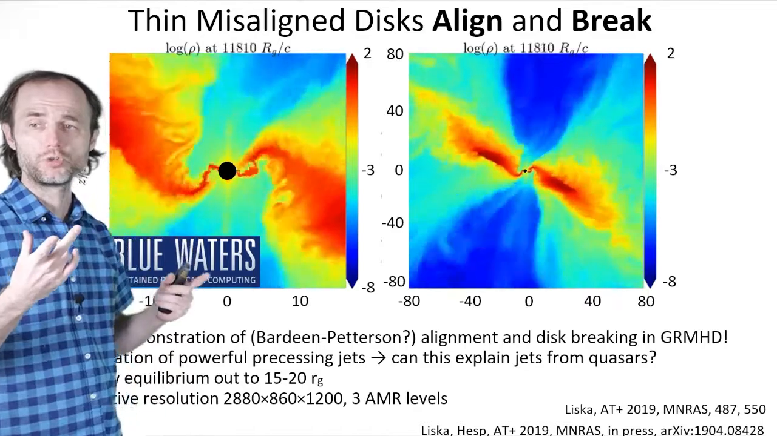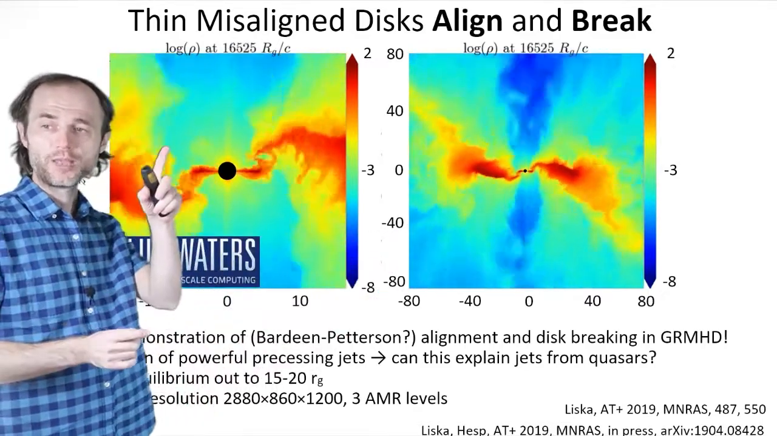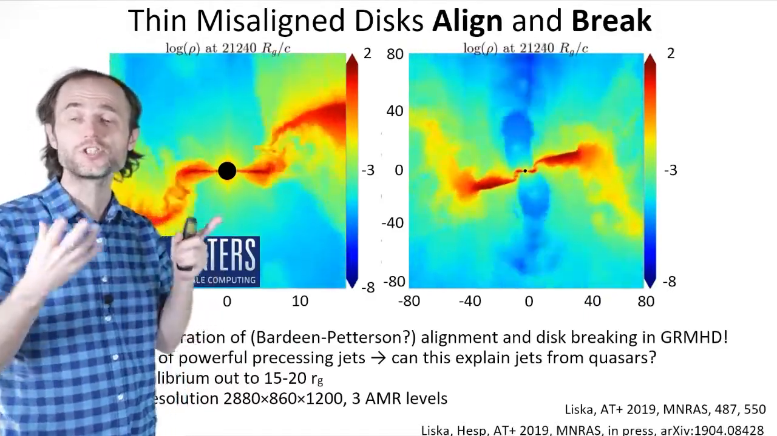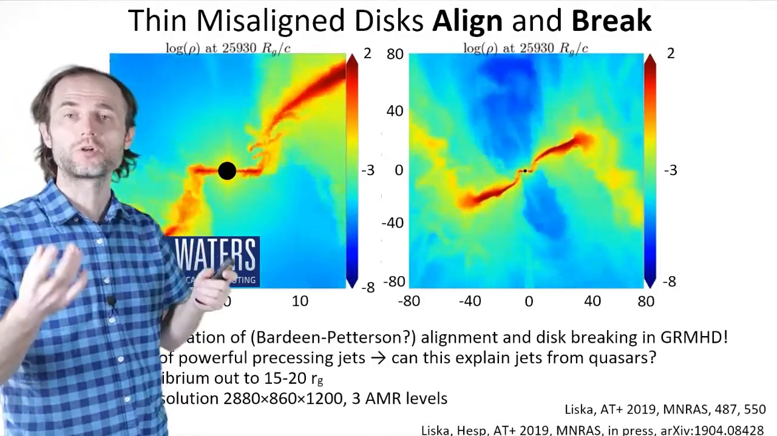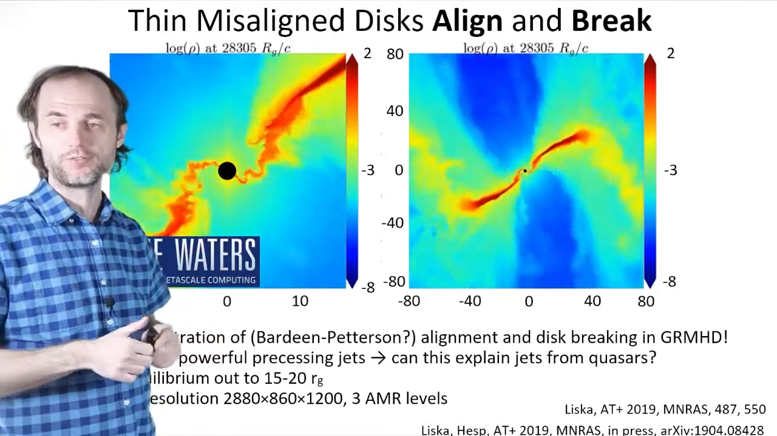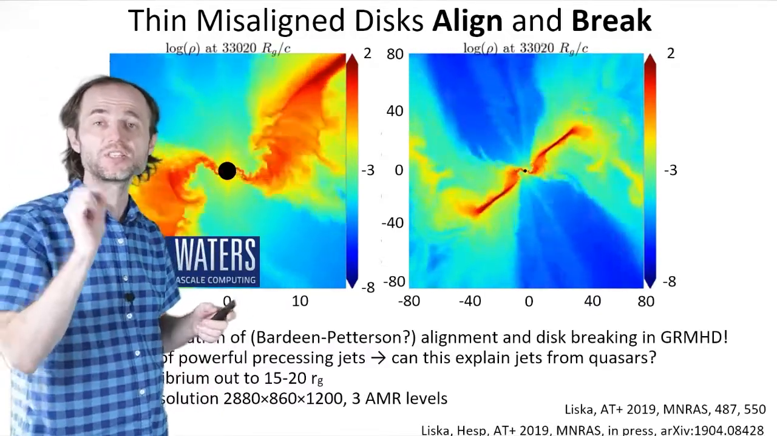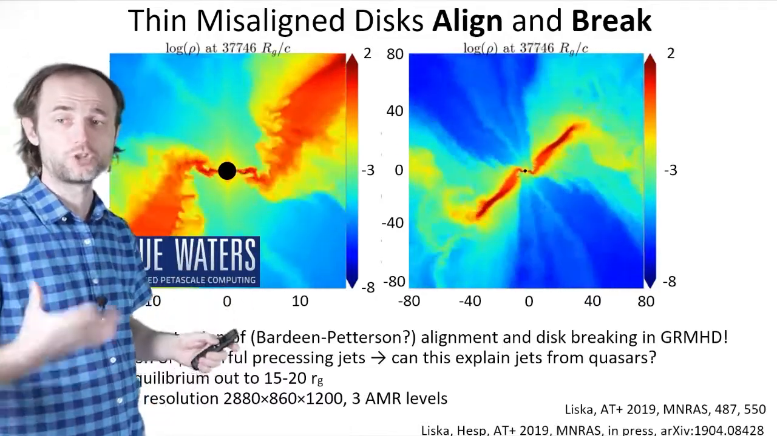We're looking here for two things. First, we're looking out for jet formation, and the other thing is the alignment of the accretion disk. Wait, the accretion disk has just aligned. This is the first demonstration of Bardeen-Petterson alignment in the presence of general relativity and turbulent magnetic fields. So we can kill two birds with one stone. If the disk is thin enough, it can not only Bardeen-Petterson align, it can also produce powerful jets.